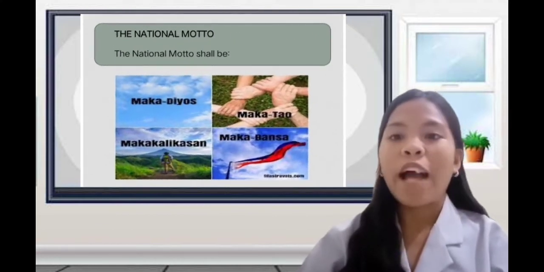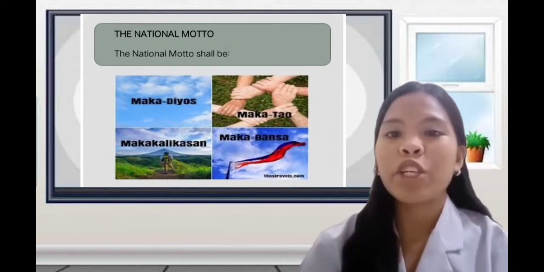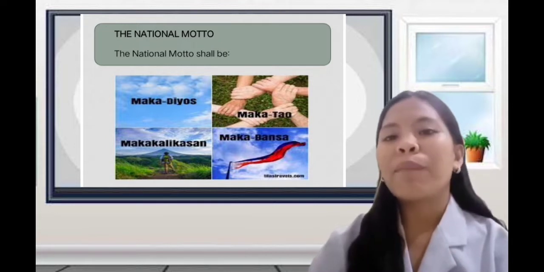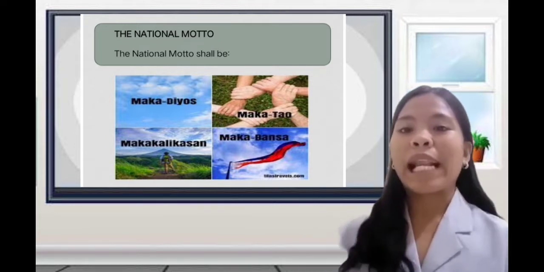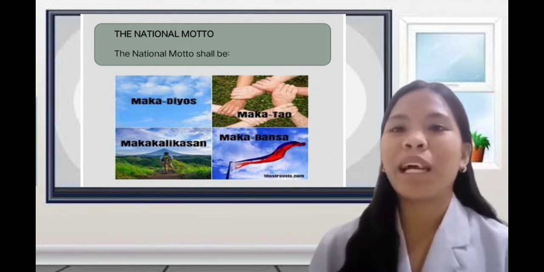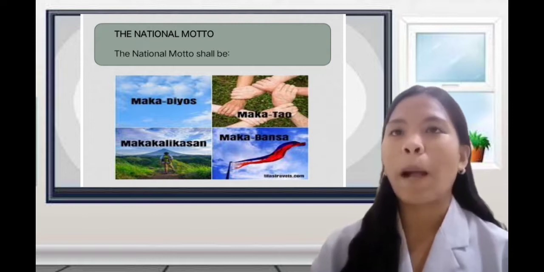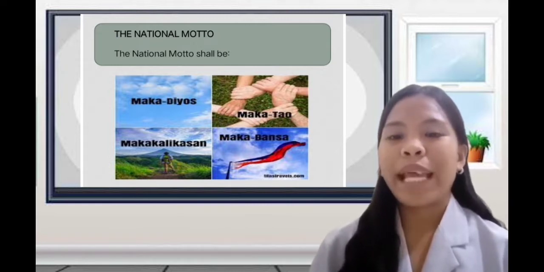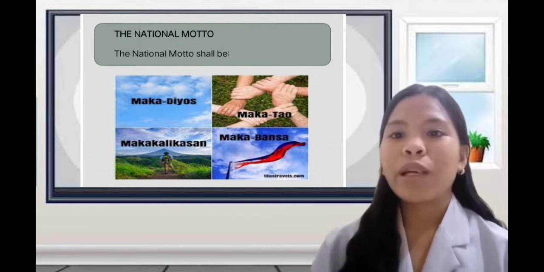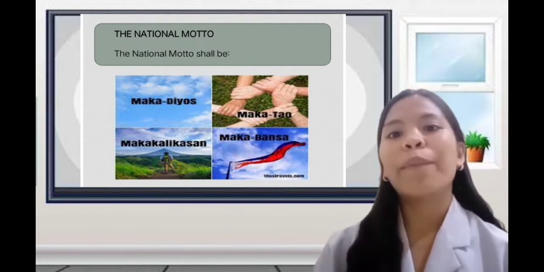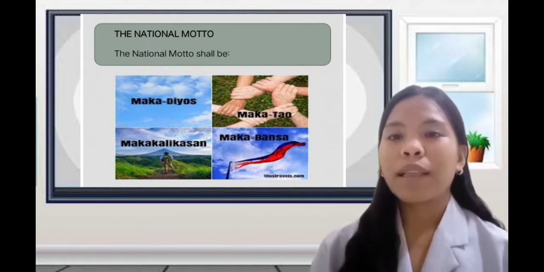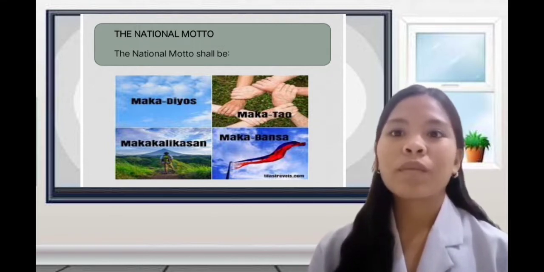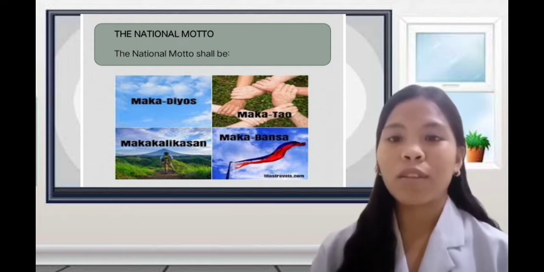The national motto is under Section 40. The national motto shall be Makadiyos, Makatao, Makakalikasan, at Makabansa. We Filipinos are known to be religious. Imagine, the Philippines has the most religions, many different religions. Makatao, the people in the Philippines are very accommodating, with nice behavior. Makakalikasan, the people in the Philippines also have great love for our environment. Makabansa, because we must fight for our country too.